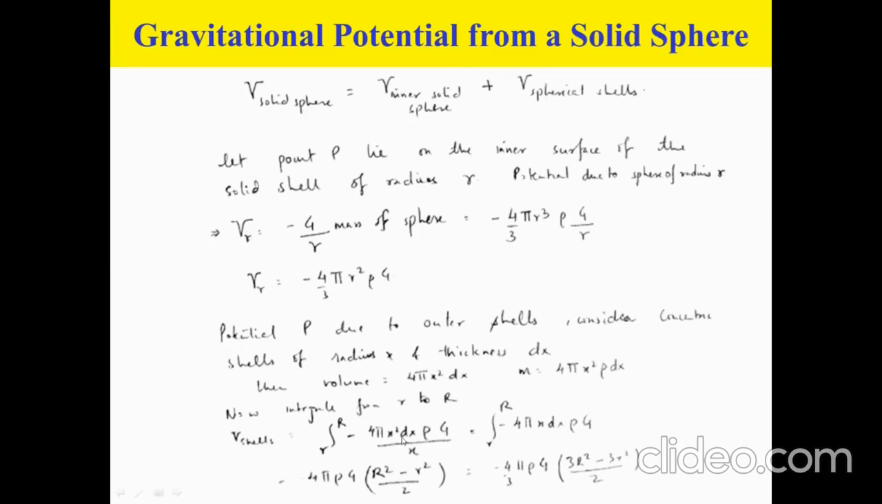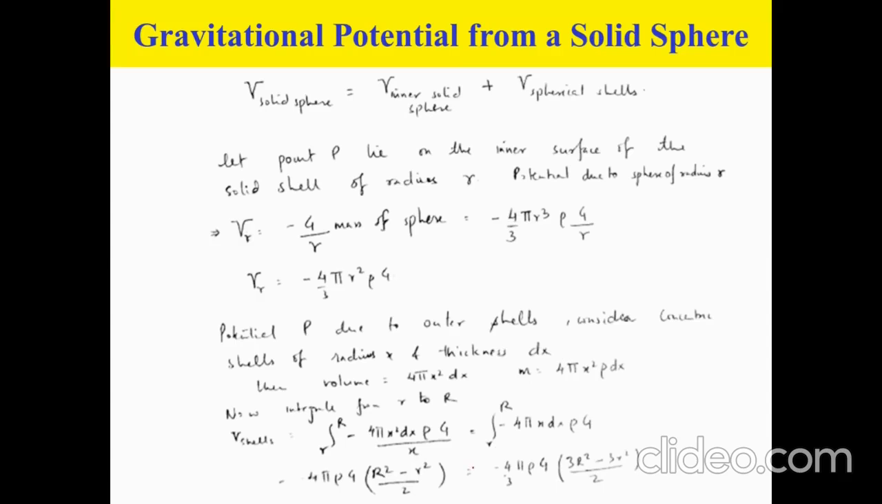Again, the volume is 4πx² dx. So now we can try to integrate this function. You have 4π, ρ and g, which are constants, so they can come outside, and you have x dx, which integrates to x²/2. If you substitute the end limits, we get (R² − r²)/2.